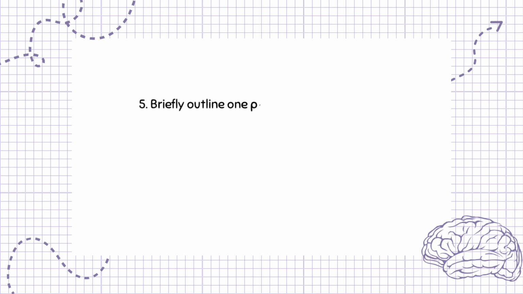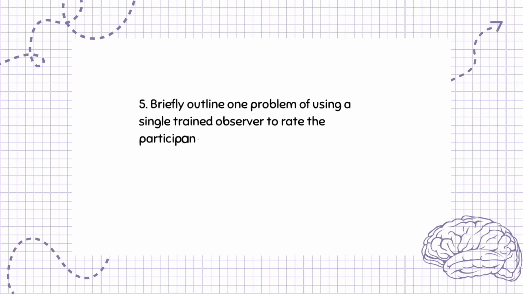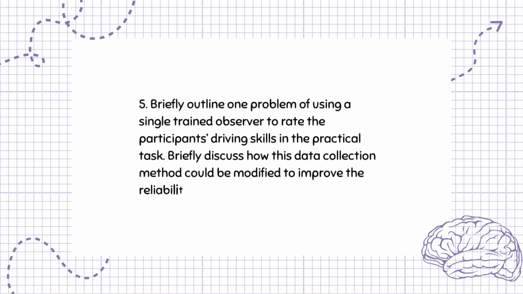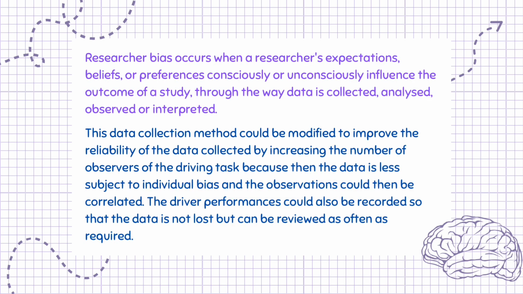Question 5. Briefly outline one problem of using a single trained observer to rate the participant's driving skills in the practical task. Briefly discuss how this data collection method could be modified to improve the reliability of the data collected. 6 marks. Researcher bias occurs when a researcher's expectations, beliefs, or preferences consciously or unconsciously influence the outcome of a study through the way data is collected, analyzed, observed, or interpreted.